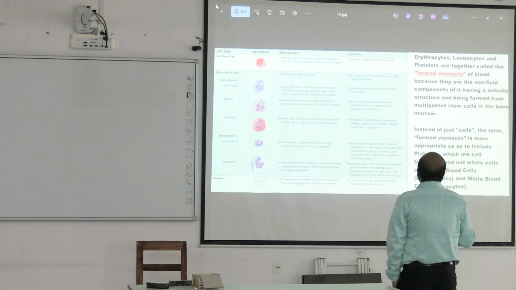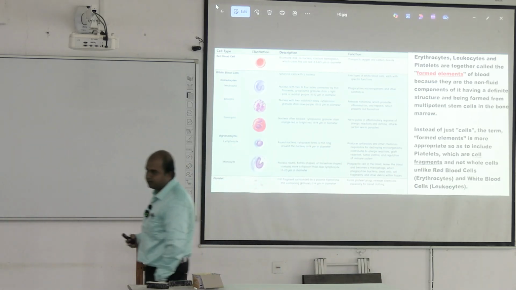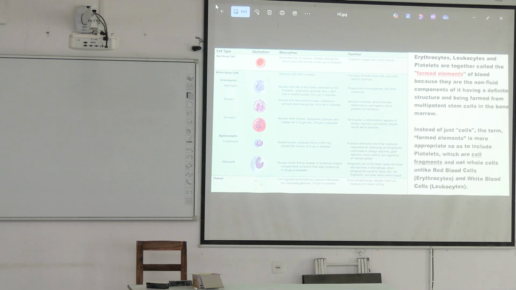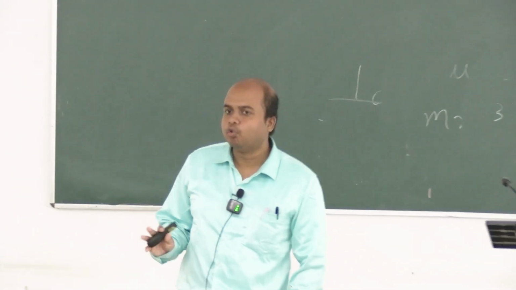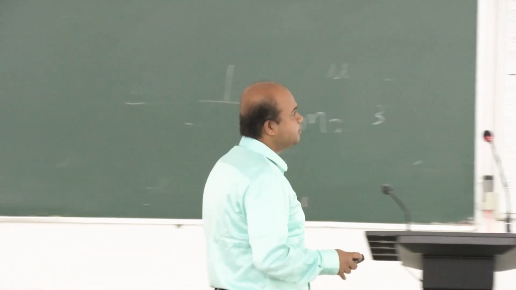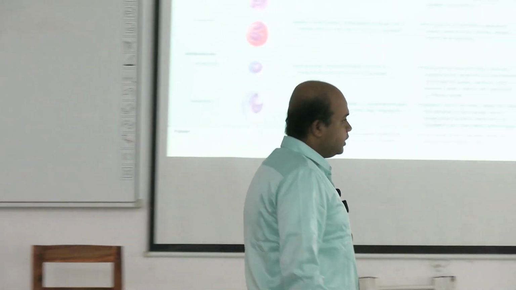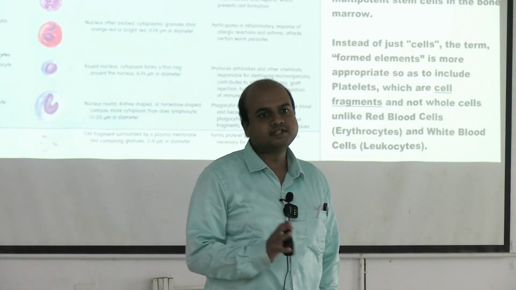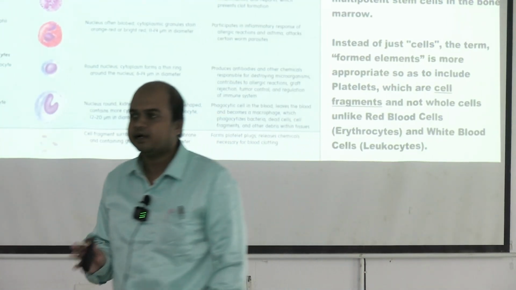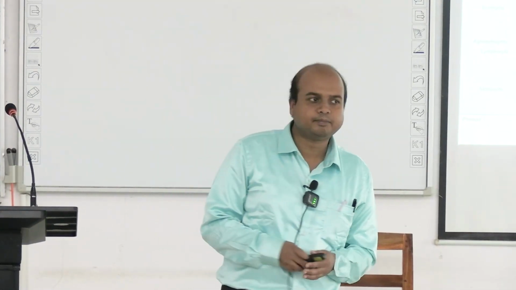They are called formed elements because one reason is that platelets are cell fragments formed from megakaryocytes. They are not whole cells. So it is better to call them formed elements. They are not fluid components. The fluid component is plasma. The non-fluid components have definite structure, of course, but platelets are not whole cells, they are cellular fragments from megakaryocytes. So in this case, the term formed elements is better.